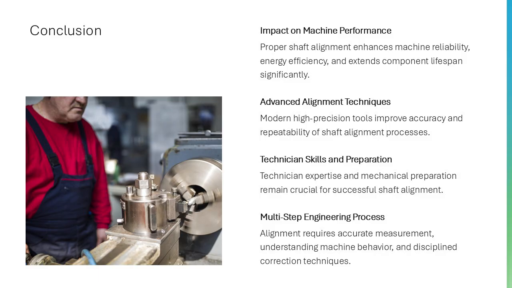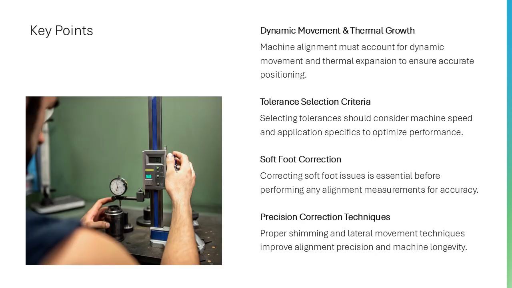The conclusion summarizes that proper shaft alignment significantly improves machine reliability, energy efficiency, and component lifespan. Advanced methods and high-precision tools have made alignment more accurate and repeatable, but technician skill and mechanical preparation remain equally important. The slide reinforces alignment as a multi-step engineering process that relies on accurate measurement, understanding of machine behavior, and disciplined correction techniques. This slide consolidates major takeaways.